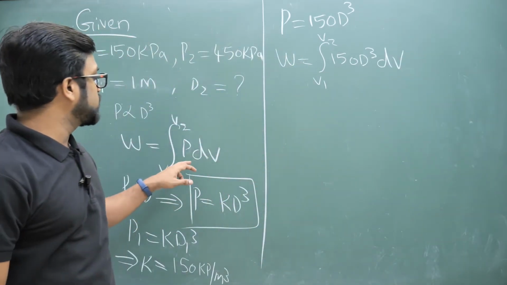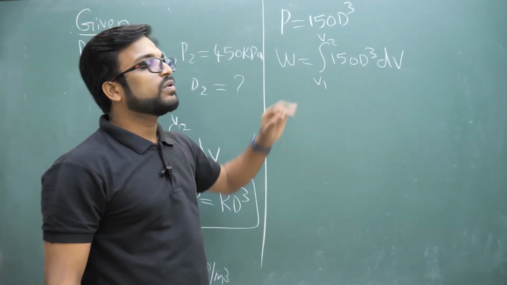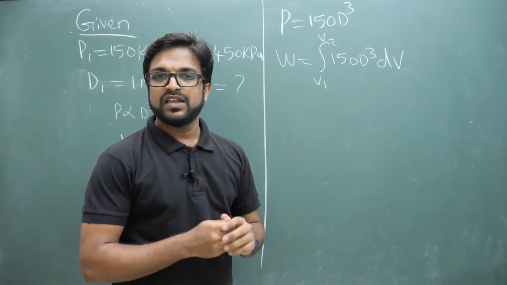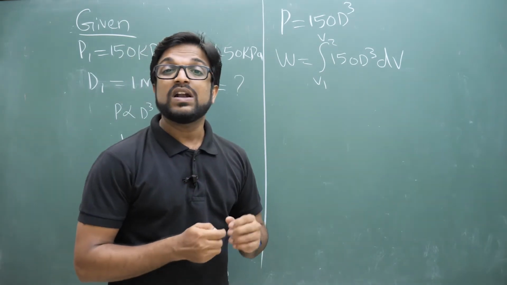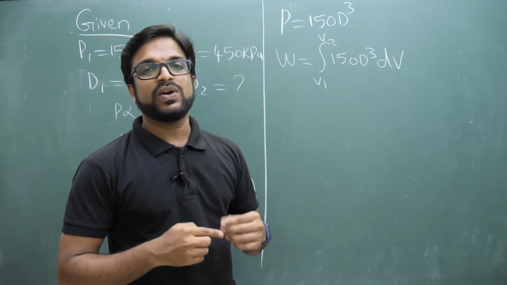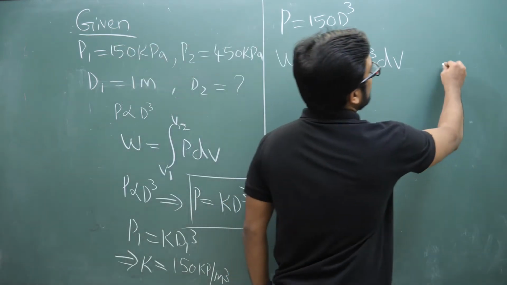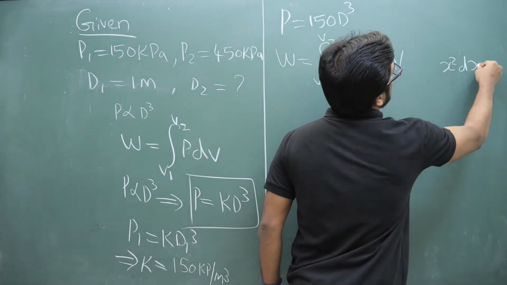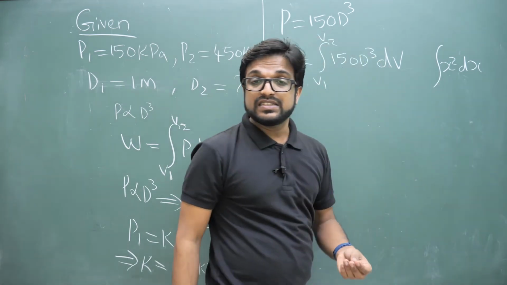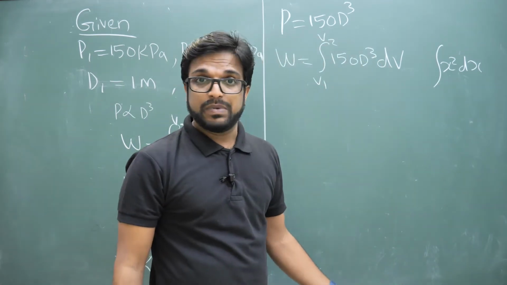Fine. I am just substituting the value of P here and the equation becomes like this. Now I have a question: what is the integral of x square dx? You will say that it is nothing but x cube by 3 plus c.